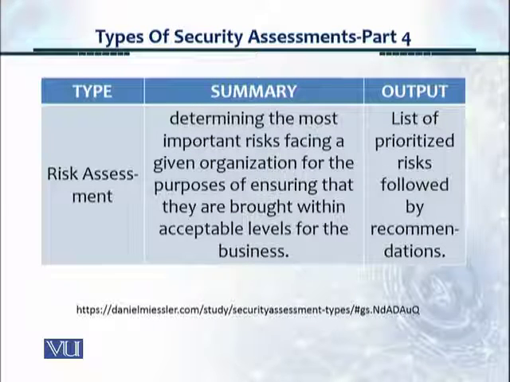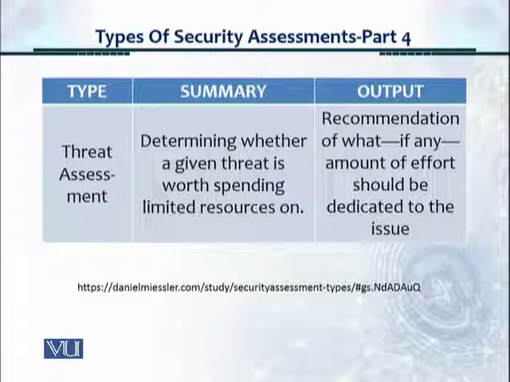Risk assessment determines the most important risks facing a given organization for the purposes of ensuring that they are brought within acceptable levels for the business. And the output is a list of prioritized risks followed by recommendations, remediation measures, or risk treatment measures. Threat assessment, determining whether a given threat is worth spending limited resources on. And the output is a recommendation of what, if any, amount of effort should be dedicated to the issue.